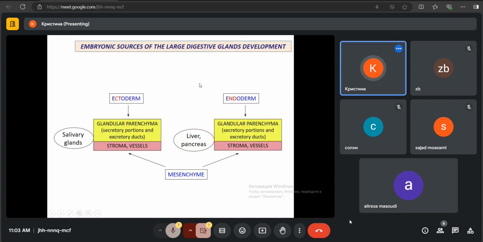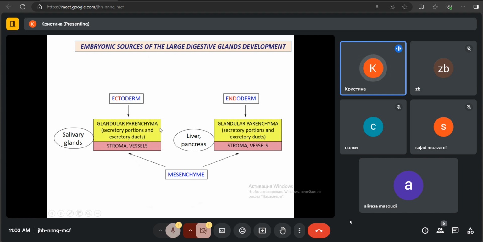All the glands are parenchymal organs. It means that they have the parenchyma, the main tissue, and the stroma, the supportive tissue. The supportive tissue is, in all of these glands, loose fibrous connective tissue with blood vessels and nerves, and the parenchyma is the epithelial tissue. It includes the cells of secretory portions and the cells of excretory ducts.